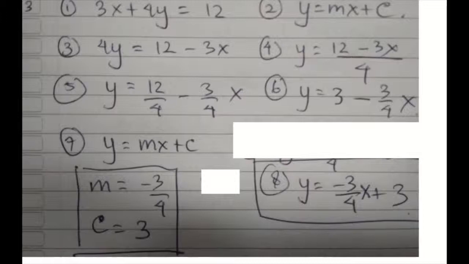For example, we start with the equation given, which is 3x plus 4y is equal to 12. Because our main concern is y, 4y is equal to 12 and then the 3x moves to the right side, which is the third step here. So 4y is equal to 12 minus 3x, and then y is equal to 12 minus 3x over 4. Then we get y is equal to 12 over 4 minus 3 over 4 x, and then y is equal to 3 minus 3 over 4 x.